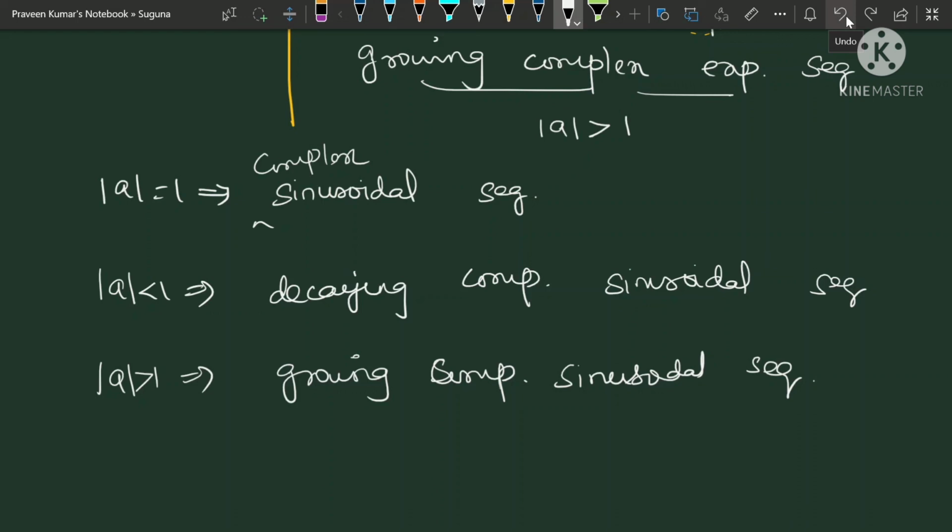Decaying complex sinusoidal sequence means the amplitude of the sinusoidal sequence is decreased, right? Growing complex sinusoidal sequence means the amplitude of the sinusoidal sequence is getting increased.